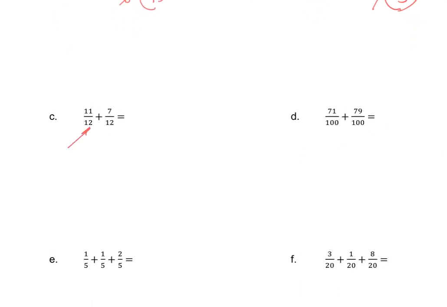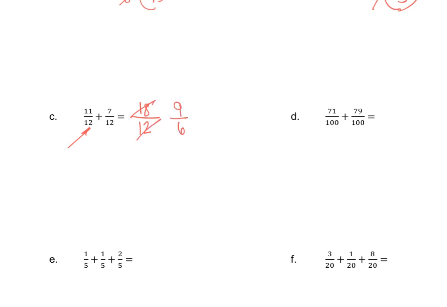Letter C, I check my denominators. They're both 12. I add my numerators. I get 18. I leave my denominators alone. They're both even. I cut them both in half. I get 9 over 6.